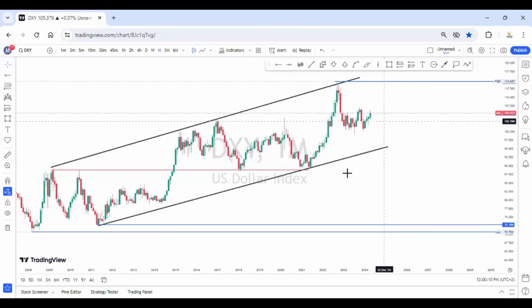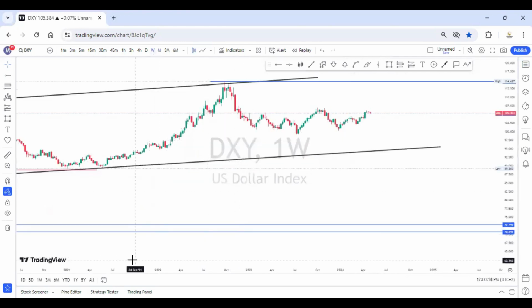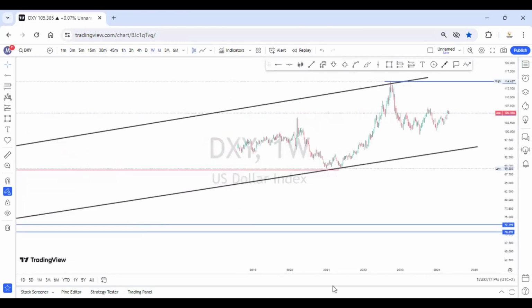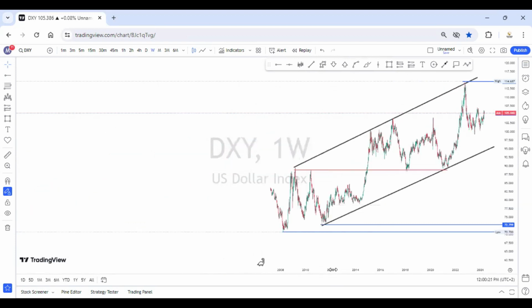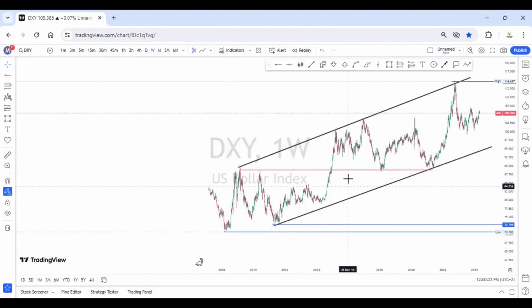As we can see, I will quickly move to our weekly time frame, because there are some things that we can't see on the monthly time frame. On a bigger time frame, we're gonna see those things that we didn't see at the same time.